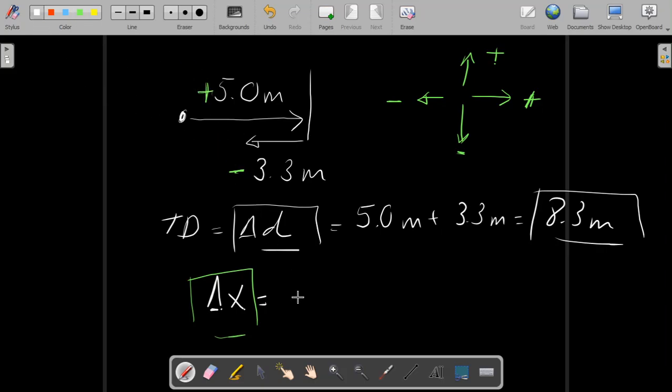Let's do that. So positive 5.0 meters minus 3.3 meters. Because what you're calculating is actually this right here. You're calculating the displacement. Okay, this area right here, that's displacement, where it started, where it ended, and this is a displacement, and you do it this way.